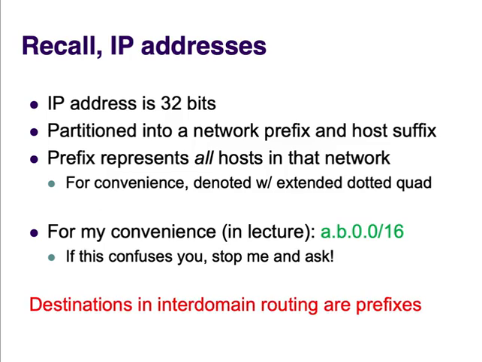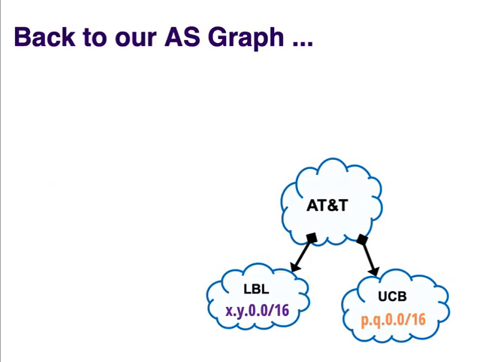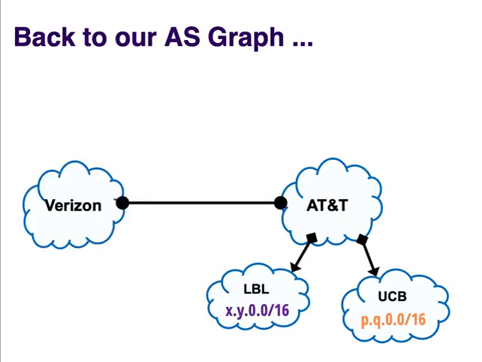So what is key for interdomain routing is you have to realize that destinations in interdomain routing are now prefixes. In all the routing we've talked about so far, distance vector, link state, a destination was the host address, the full host address. In interdomain routing, our destination is going to be a prefix, which represents all the hosts in that network. Okay, and why does this lead to scalability? It should be pretty clear.